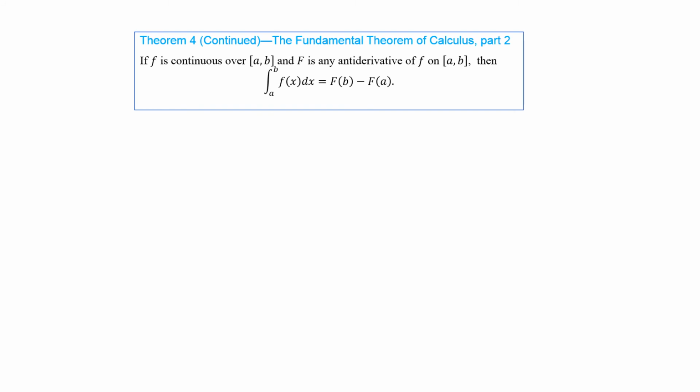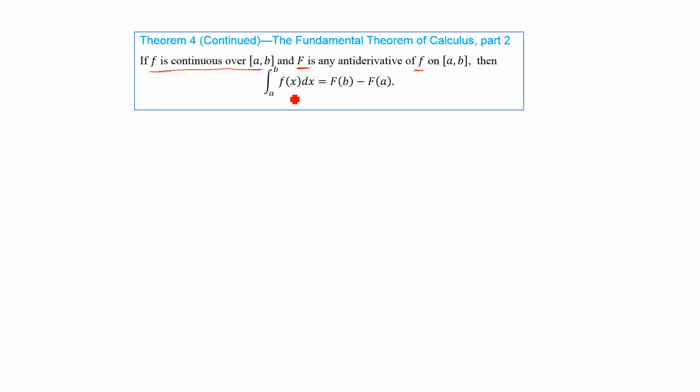Okay, Fundamental Theorem of Calculus, Part 2. If f is continuous over the interval [a, b], and F is any antiderivative of f on [a, b], then the integral from a to b of f(x) is equal to F(b) minus F(a). There are two things to note. f is continuous on [a, b], so this is actually a must. And this uppercase F is an antiderivative of this lowercase f.